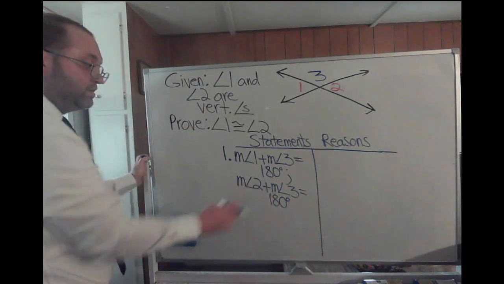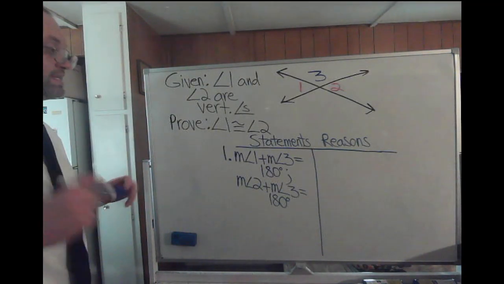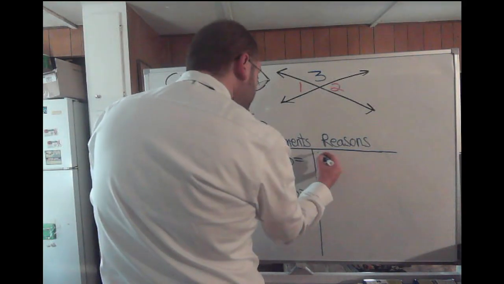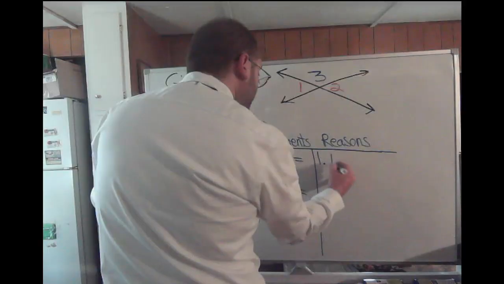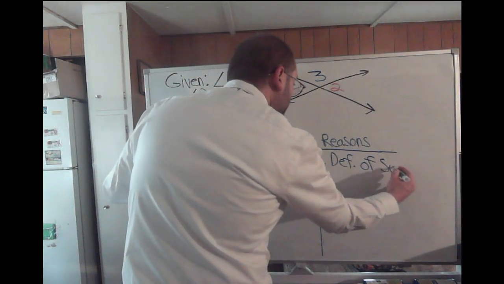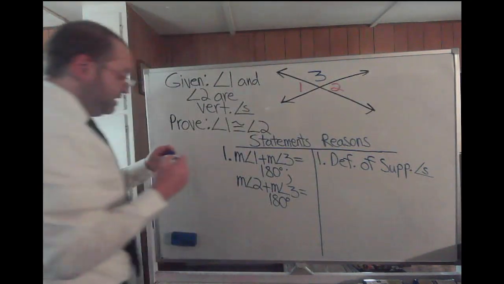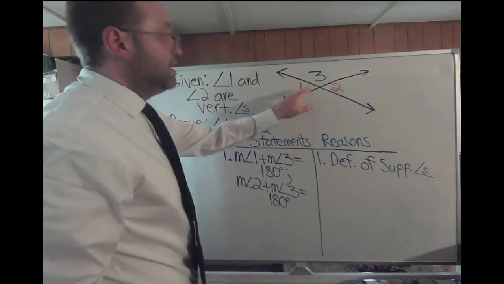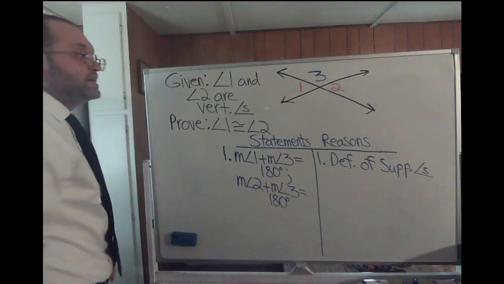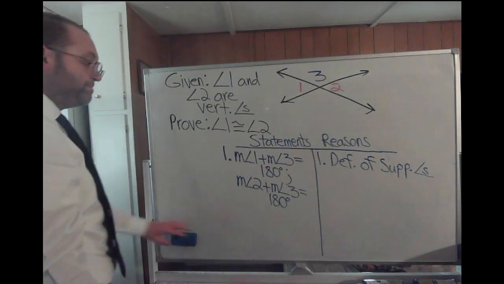We can combine this into one statement. What is that going to be? Well, this is going to be by the definition of supplementary angles. Right? Because we can clearly see if you add 1 and 3, you get 180 degrees. If you add 2 and 3, you also get 180 degrees. It's clear to see you got two straight lines with those, so they're supplementary angles.